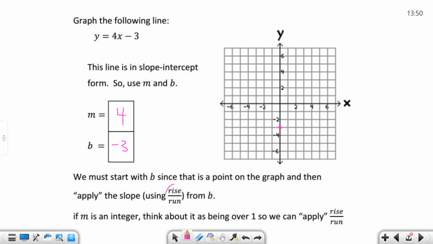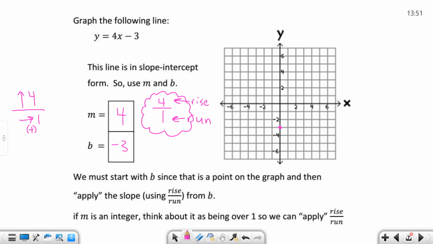But wait a minute, if I'm applying the slope of rise over run, I don't have a fraction right here. So that's what I mean with this last statement. If m is an integer, and 4 is an integer, right? Think about the slope as being over 1. So I want to come out here in a thought cloud, and I put 4 over 1. And now for rise over run, this is my rise, and this is my run. So I'm going to go up 4 and right 1 unit, because it's positive.